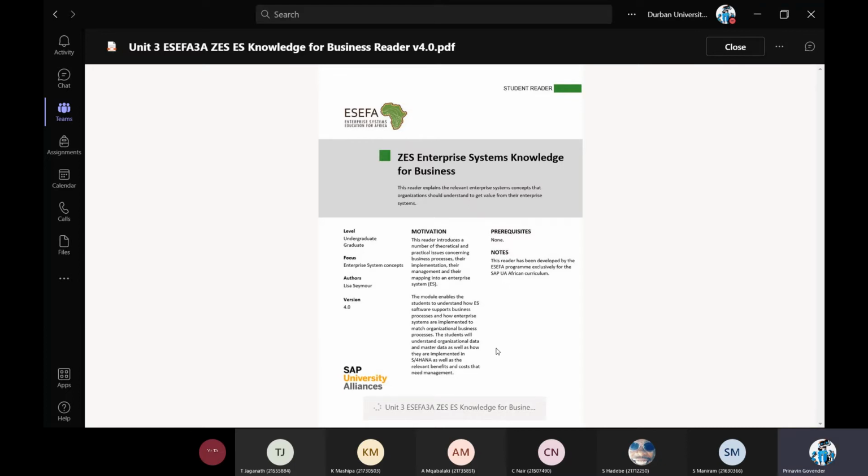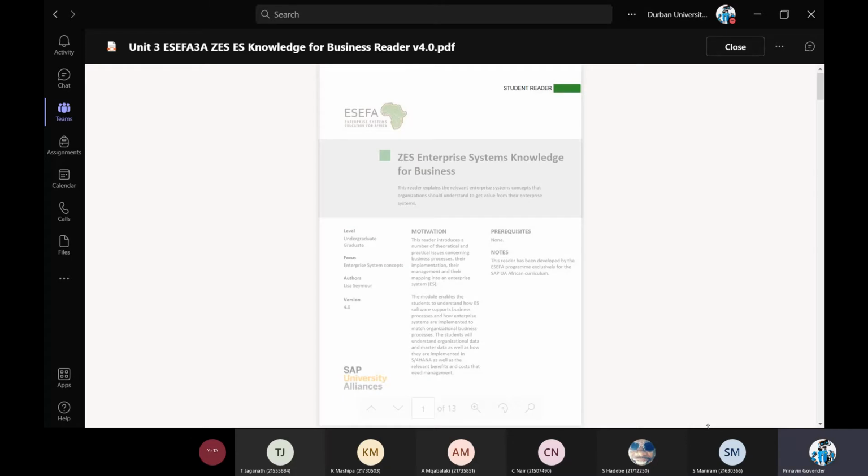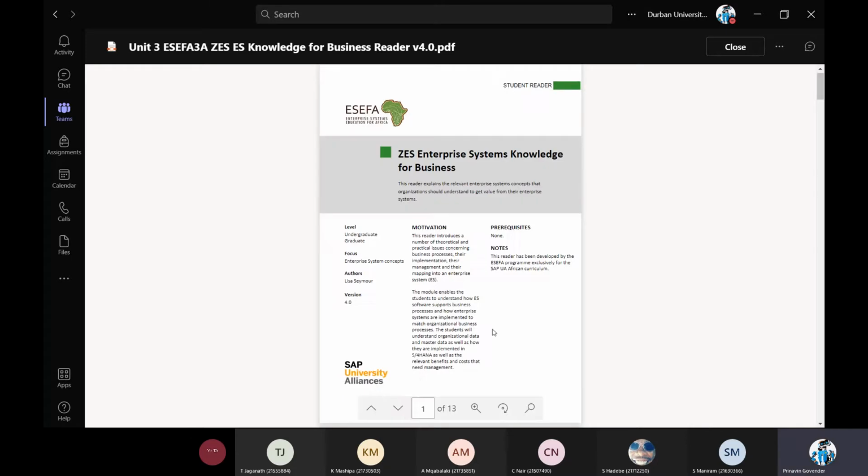Oh, it's taking too long to open up. I realize I should open it up in Adobe Reader. Right, so let's look at that, right? Let's look at that.